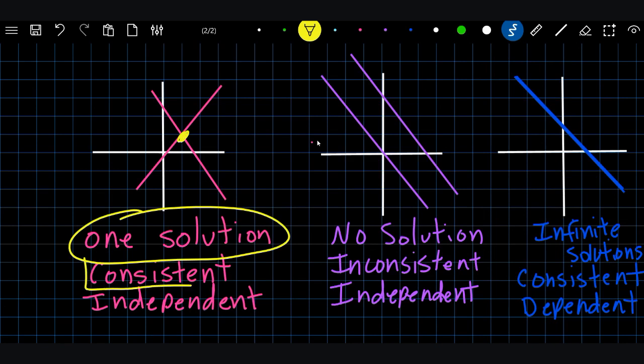It's called consistent. Okay, this is all in your book. You just have to memorize these things for now. We'll talk about what they mean a little bit later. And it is an independent solution. In other words, it doesn't depend on anything else. They're independent of each other.